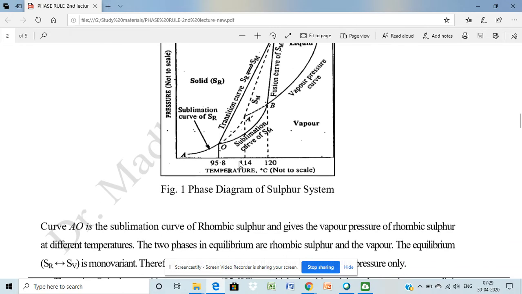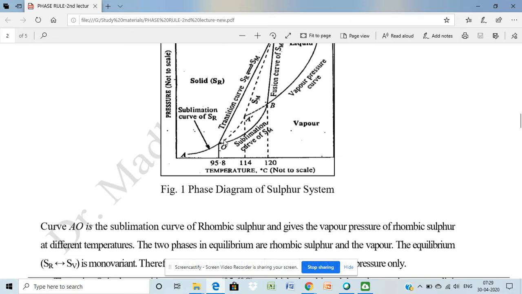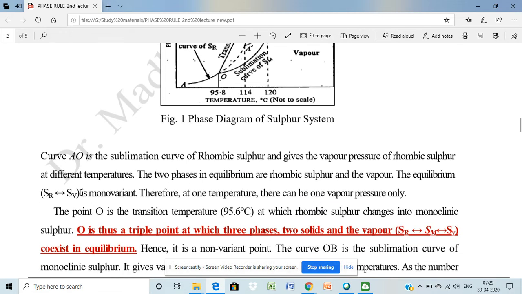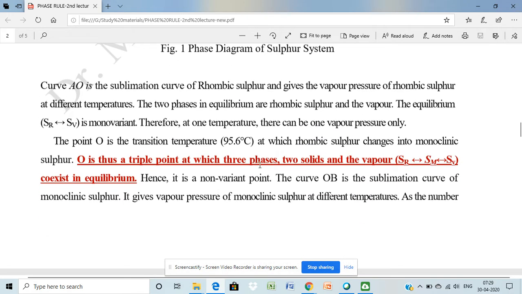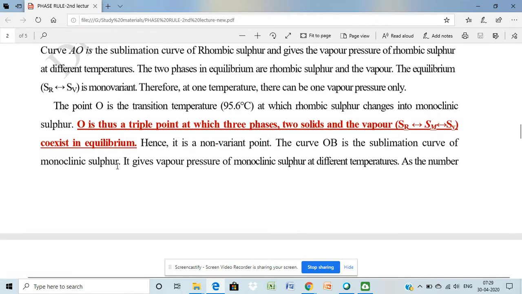Okay, so here we see that O is the triple point, where all three phases are present: two solids and the vapor are in equilibrium. Hence, it is the non-variant point. Now, the curve OB is the sublimation curve of the monoclinic sulfur, as we have discussed.